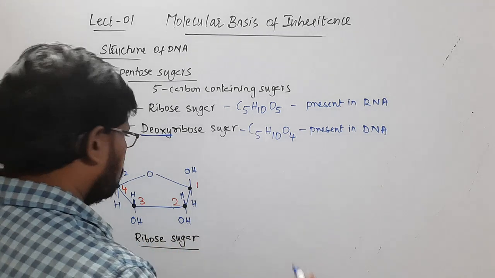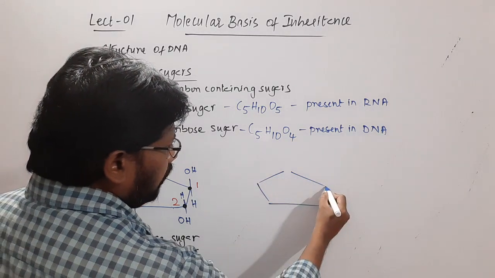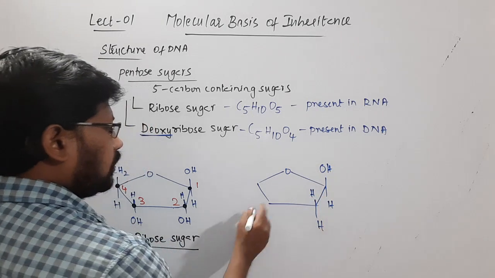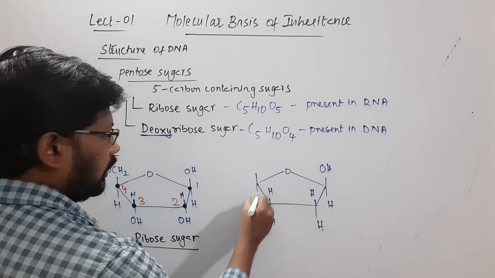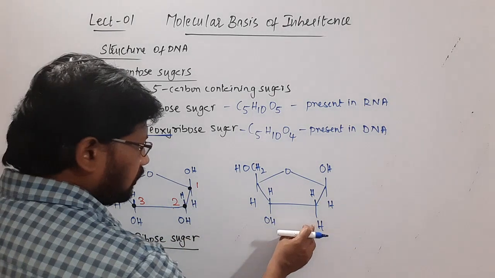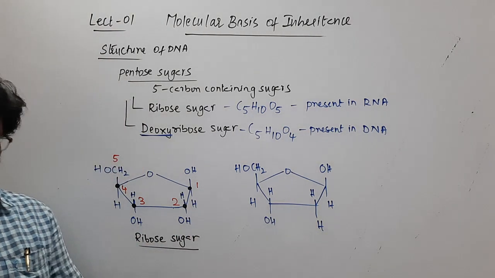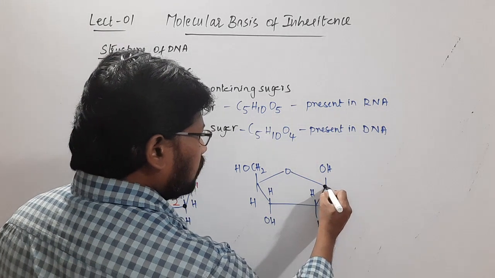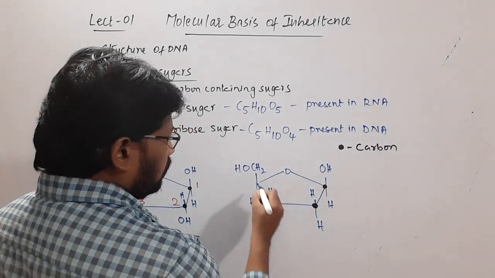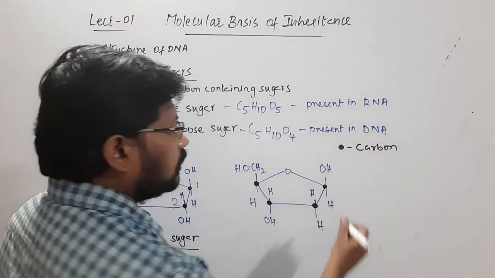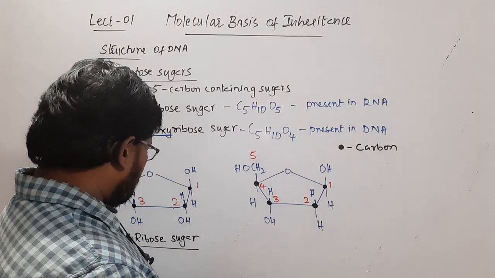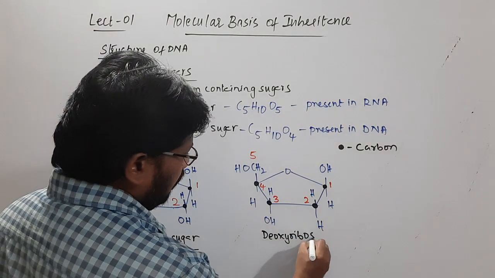Now coming to deoxyribose. Here you will have the same OH, H, here H and H, and here OH, H, H, and CH2OH. So you can see everything is the same except for one difference: here at the second carbon there is no oxygen. Keep in mind, the black dot indicates carbon. So this is the first carbon, second carbon, third, fourth, and this is the fifth carbon. This is seen in the case of deoxyribose sugar.